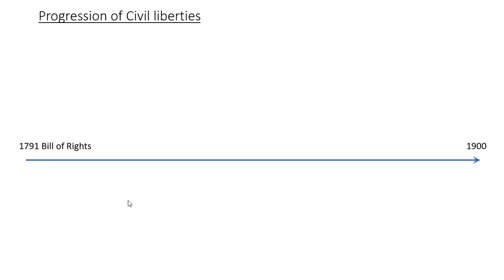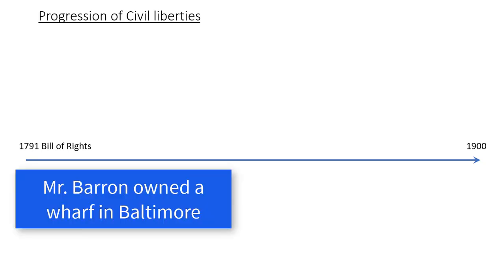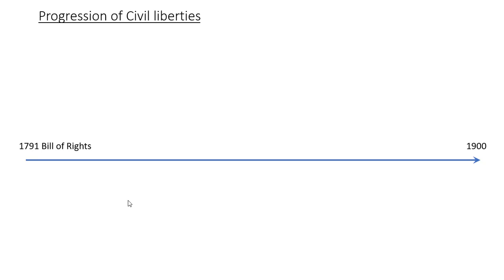There was a man named Barron who owned a wharf, a dock in Baltimore, and it turns out the city of Baltimore, which of course is a part of the state of Maryland, needed to use part of his property, I think, for perhaps a dumping ground or whatever, but they took part of his property without compensation. And Barron was going, well, wait a minute, isn't that in the Fifth Amendment of the Constitution, that you just can't take my property or destroy my property without just compensation, according to the concept of eminent domain? And it went all the way to the Supreme Court of the United States.